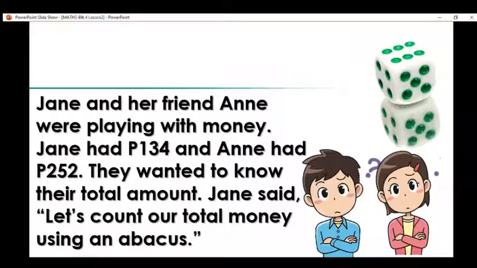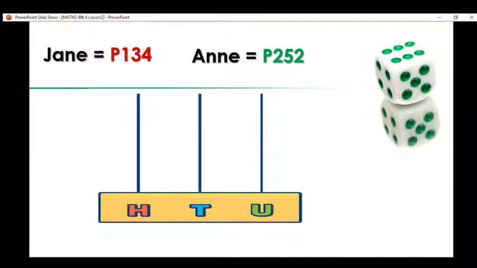Very good. The rod will represent our place value and the beads or the circles will represent our digit in each given place value. So we all know that Jane has 134 pesos while Anne had 250 pesos. I marked them in different colors for us to identify the digits of each person. We'll start with Jane. I colored it red.